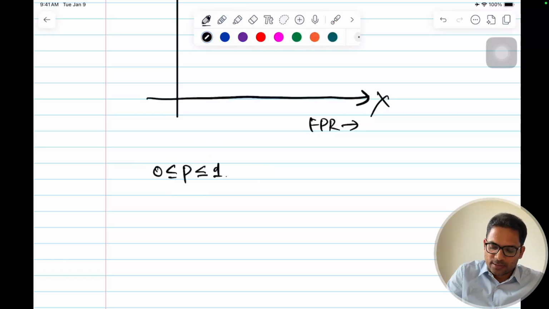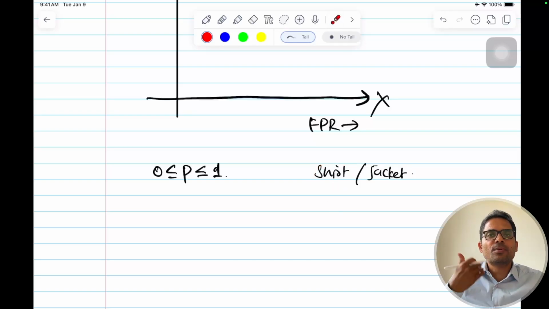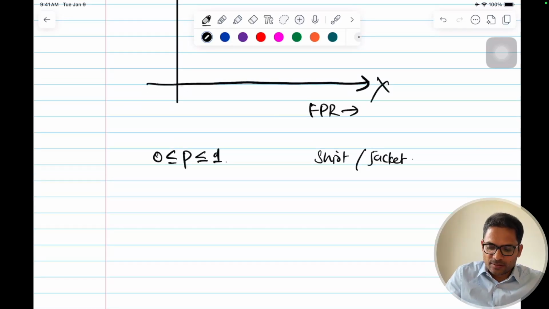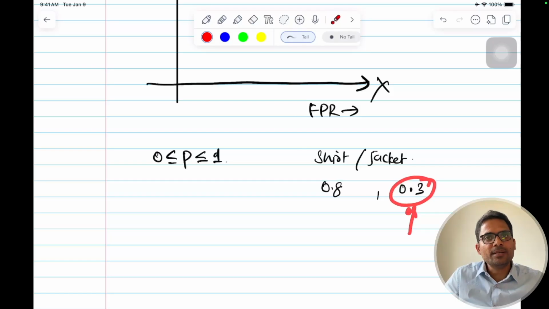For example, if I'm doing a cat-dog classifier or a shirt-jacket classifier, it looks at the image and gives you a probability from 0 to 1, a confidence that this will be a shirt. Similarly for jacket, it will give a prediction score. For some prediction it says with 0.8 probability this is a shirt, and for some other image it says I only have 0.3 probability that this might be a shirt.